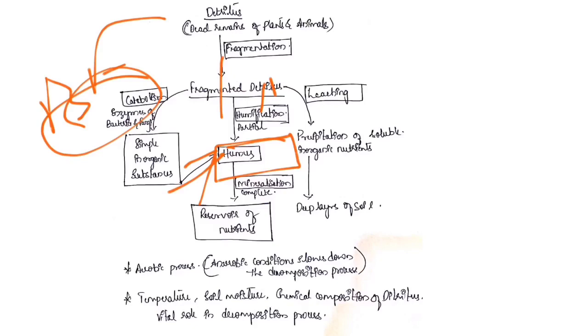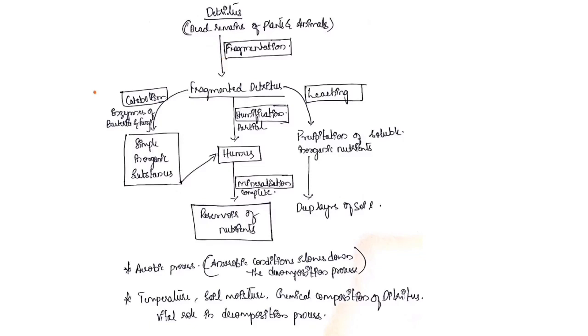This process is called humification. Here the organic matter present within the dead remains of the organisms is converted into humus. The process of conversion of organic materials into humus is called humification. Humus is a simple ball-like structure with a large amount of inorganic material. Here the humus is partially decomposed. It is not completely decomposed.